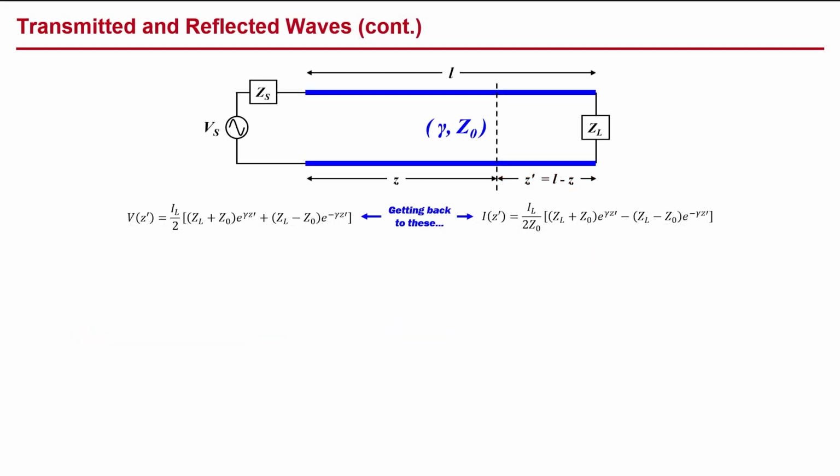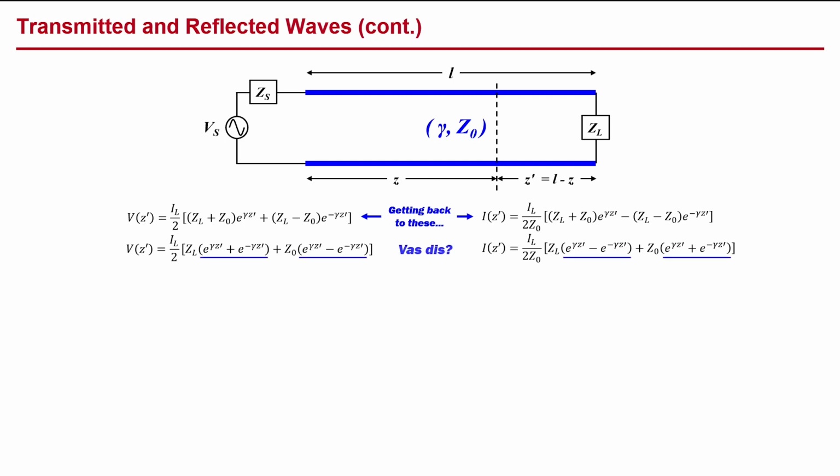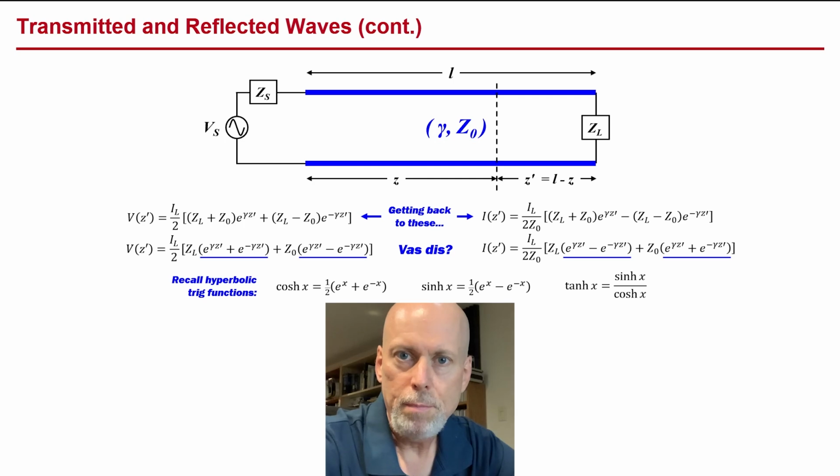We'll rearrange the exponential terms and group them with their like coefficients of ZL and Z0. We have these sums of e to the gamma z prime and e to the minus gamma z prime terms. These look a lot like the hyperbolic trig functions we discussed in the math session. Remember your curmudgeonly uncles who I said you should invite over for dinner once in a while? Well, here they are, and they're looking for where you keep your beer.